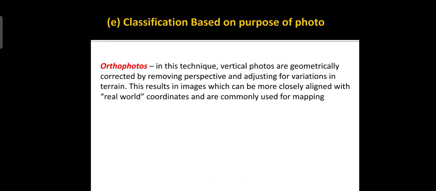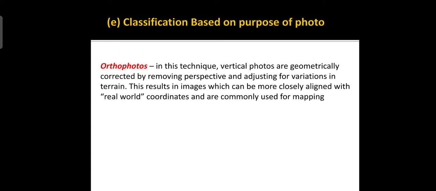Now coming to orthophotos. An orthophoto is an aerial photograph that has been geometrically corrected, or orthorectified, such that the scale of the photograph is uniform. In this photograph, the scale of all the reliefs that we see will be the same. That is usually used for mapping.